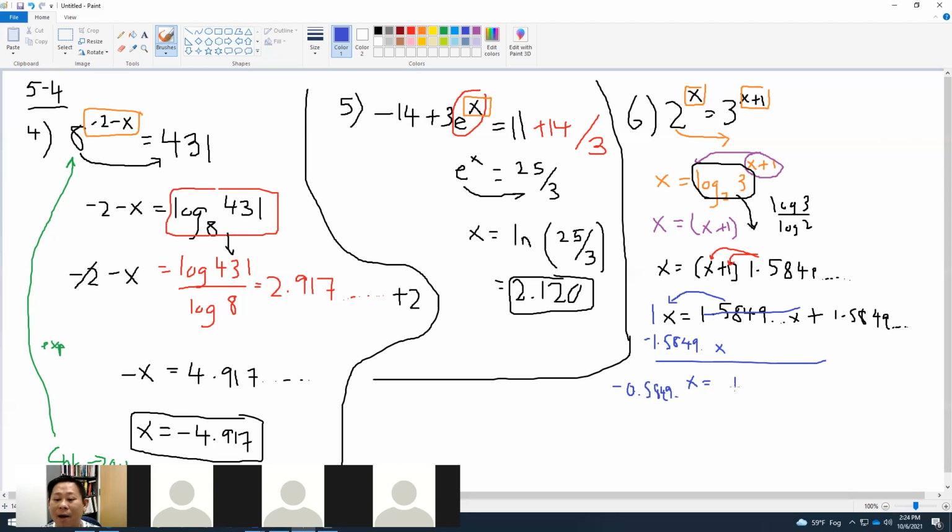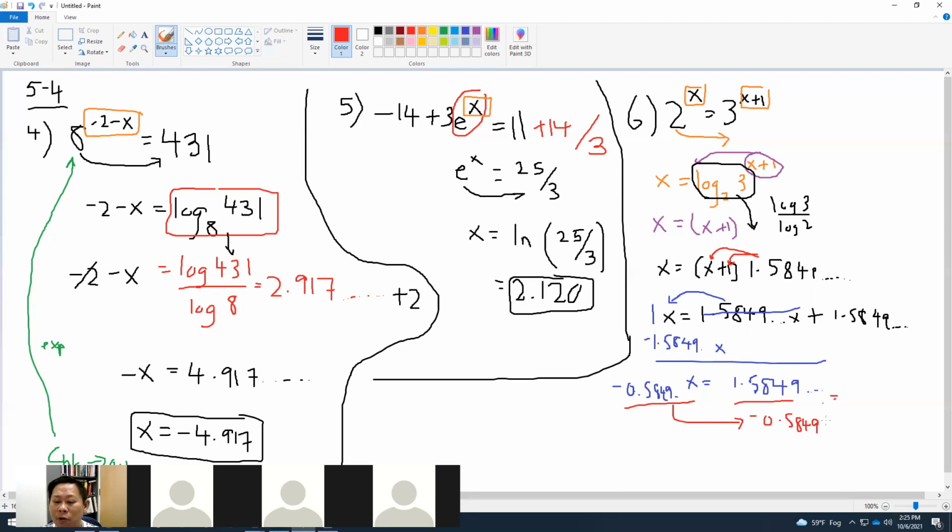And don't forget, you still have 1.5849 here. So how do you get rid of this so x is by itself? You have to divide this whole thing in there. Now, because there are so many decimal places, usually if I want 3 decimal places, we will just do 4 or 5 decimals, a couple more.